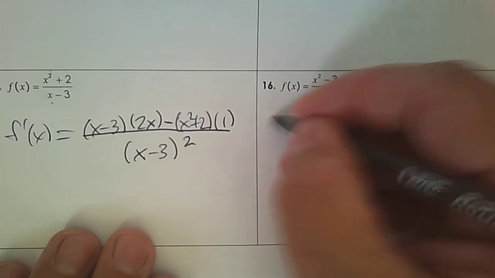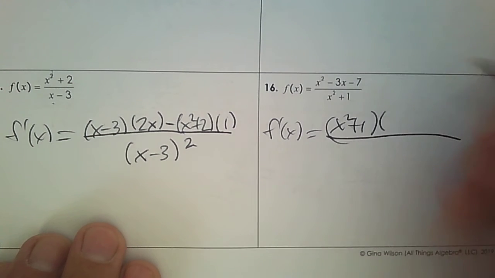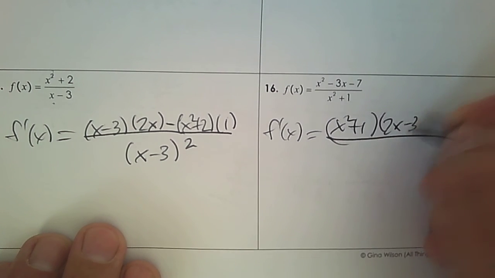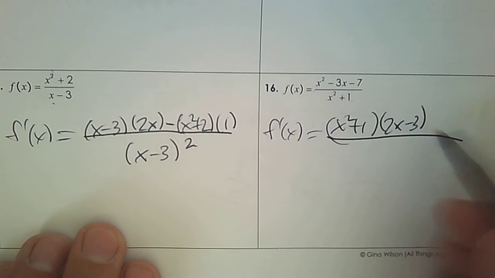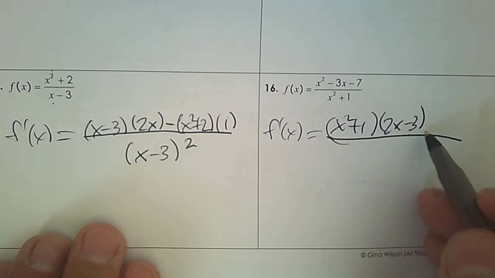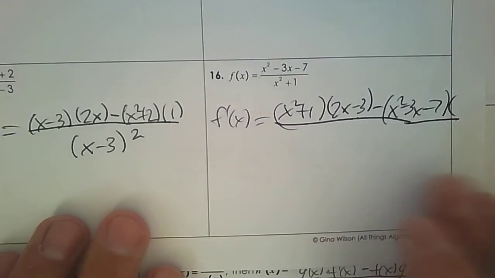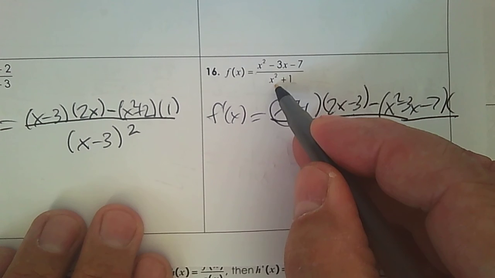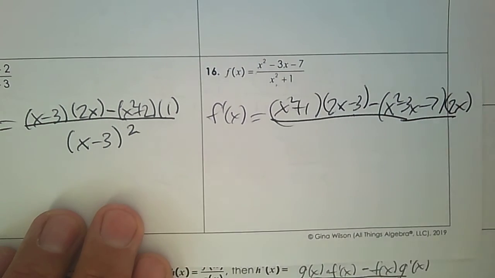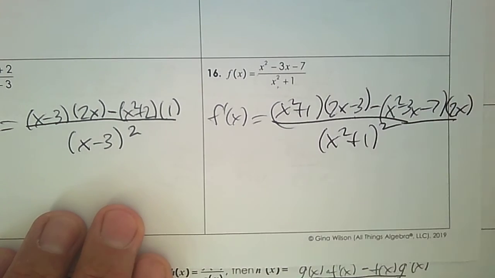16. Again, the quotient rule. That is the bottom times the derivative of the top. So x squared is 2x, and negative 3x is negative 3, and negative 7 is 0. Subtract the top times the derivative of the bottom. That's 2x. I don't need the 0 at the end. And then take whatever is in the denominator and square it.